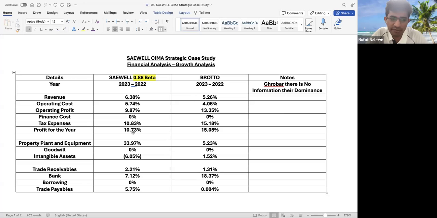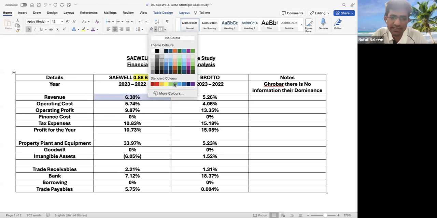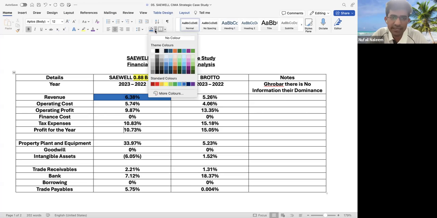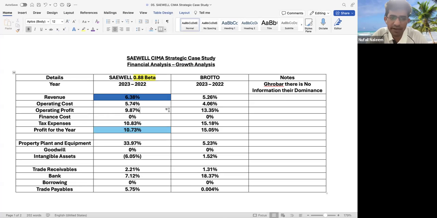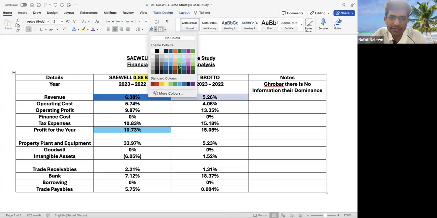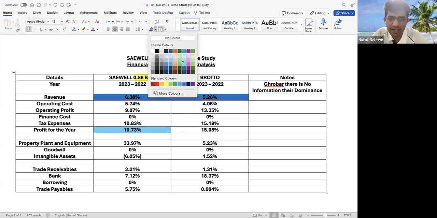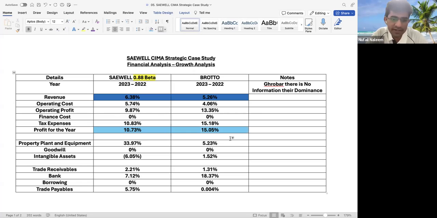And we can also see the profit, that is 10.73, because you need to compare the revenue growth with the profit. I'll highlight this. This is the revenue growth, and this is the total profit growth. So you can see 6.38 for revenue and the profit is just 10.73. But you observe our competitor, somewhere around 5.26, and their business is effectively somewhere around 15.05.